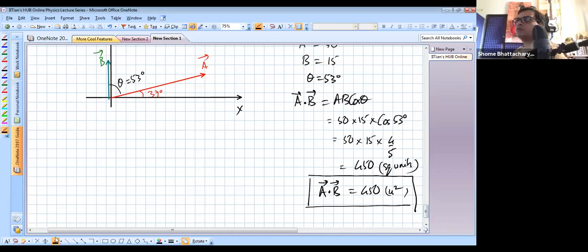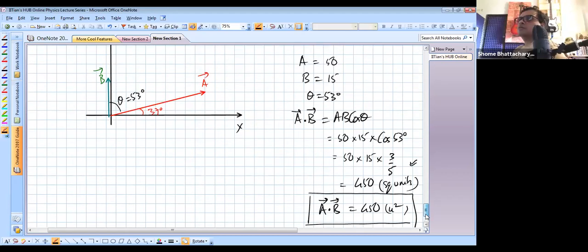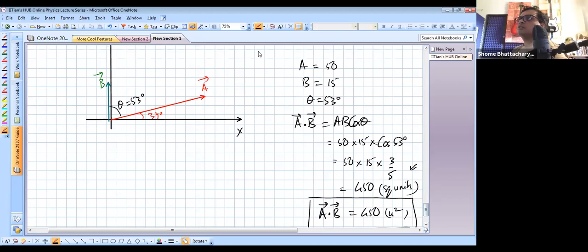Oh, sorry, it's 3/5. Yes, my mistake. But the answer will be this one. 3/5 into this, as you can see, will give you 9 into 15. Correct. So I made that correction. Good. Okay. So this is the first part.